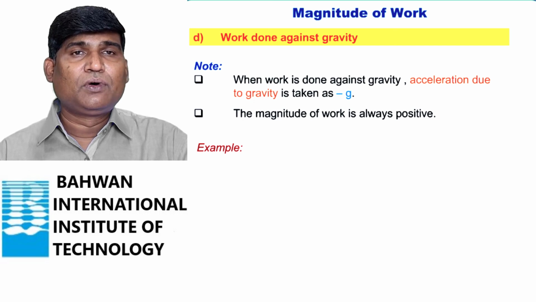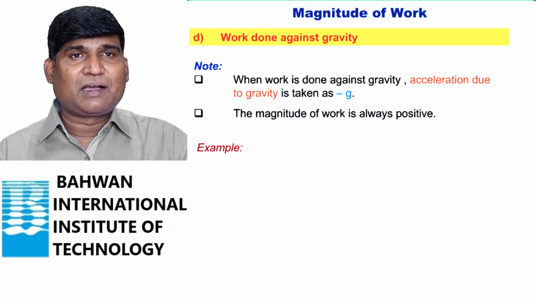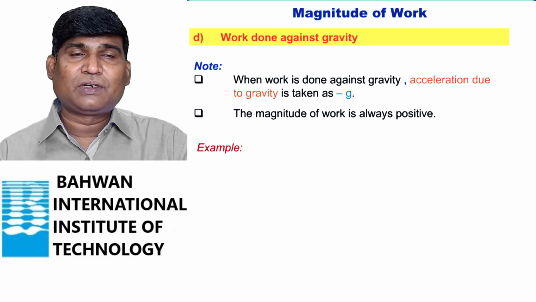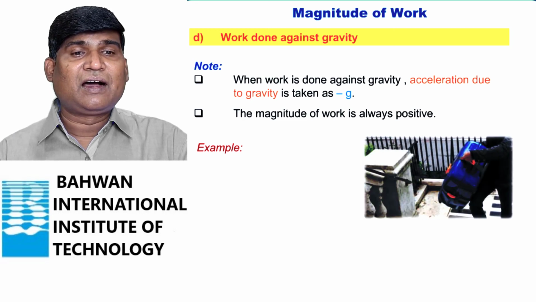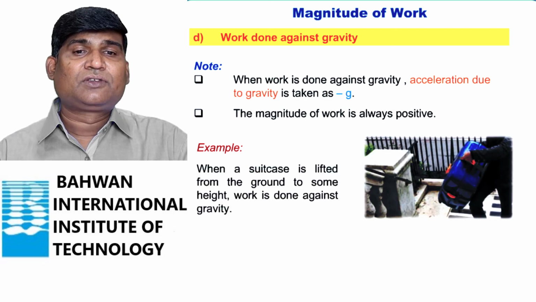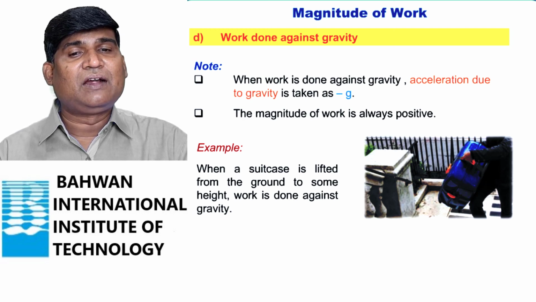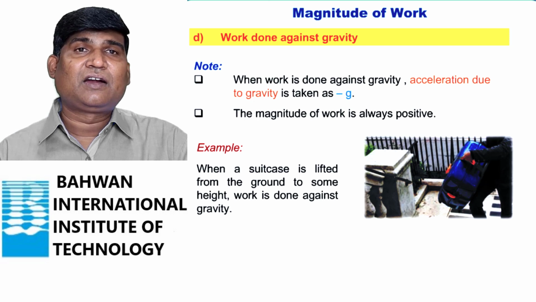Why are we taking g negative? Because acceleration due to gravity is always towards the center of the earth, but we are lifting the body against gravity. Therefore, we are taking the g value as minus g. This is how we can take work done against gravity, right? So one suitcase, you are able to see, is lifted from the ground to some height. So the work done here, we can say, is work done against gravity, right?